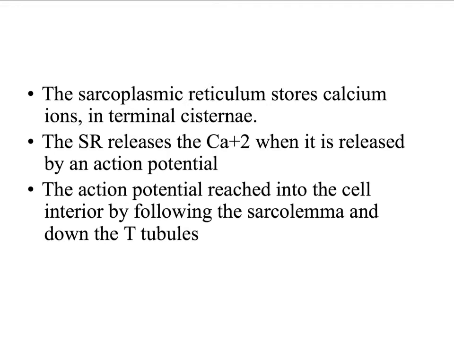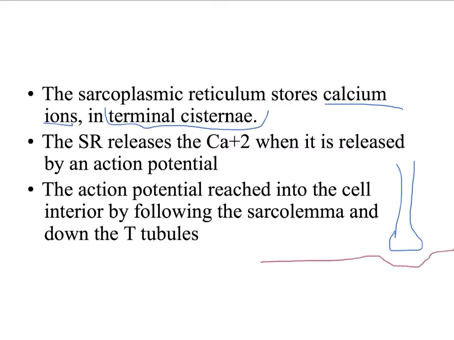So we need to talk a little bit about how do the fibers, and how do the filaments, I should say, know when to slide across each other. The sarcoplasmic reticulum, remember this is the same thing as the endoplasmic reticulum, stores calcium ions in the enlarged area referred to as the terminal cisterna. When the action potential travels down the axon, and you've got transmission of that action potential down into the cell.